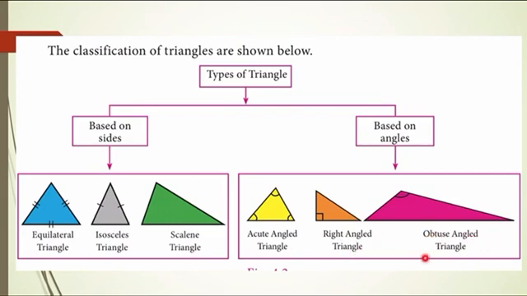Obtuse angle triangle. Obtuse angle means the angle which is greater than 90 degree. So, this triangle is known as obtuse angle triangle.